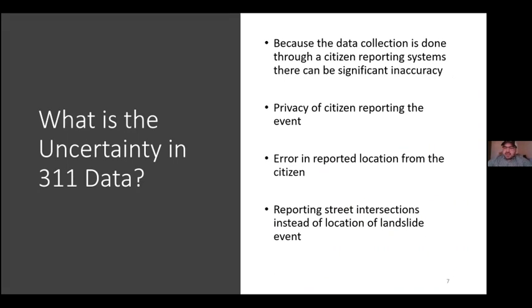However, it's not all roses. Because of the citizen science aspects of the 311 data, there is a high level of uncertainty. The error in reported locations from these citizens isn't quantified. Sometimes the privacy of the citizen reporting the event is taken into account, where actually a lot of times we'll see these events reported at the street locations where the non-emergency services can find the event from there, instead of the actual location of where the event is taking place.